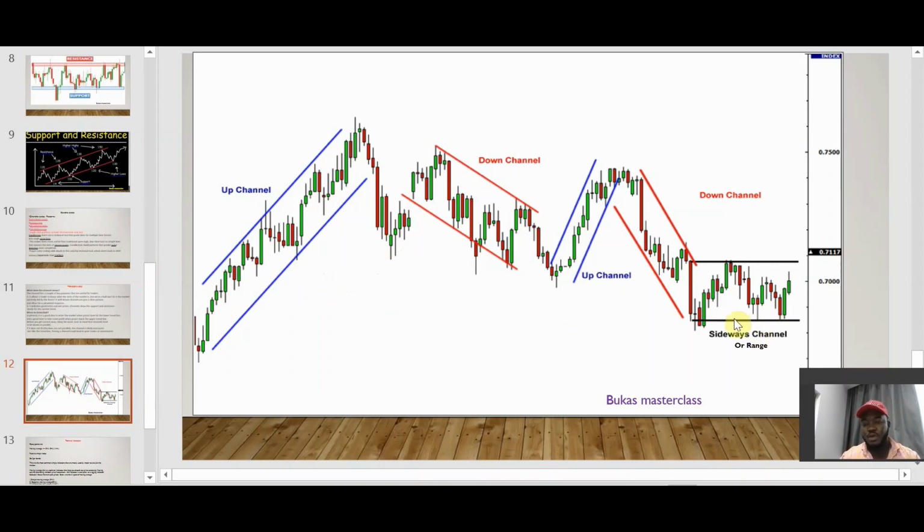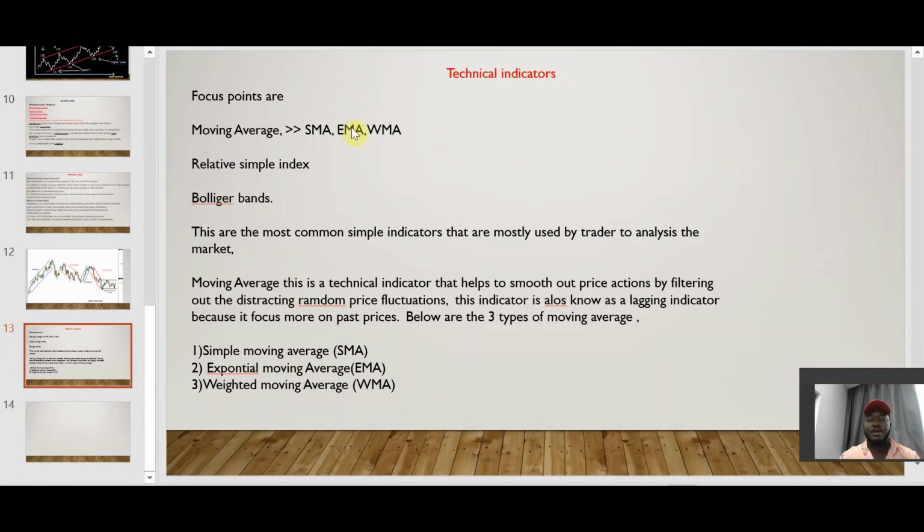This is a range. When it's going sideways like this, boom, boom, boom, you know that this is a range channel and it's very hard to predict what will happen next because it is sideways. Now, the next thing we're going to talk about is technical indicators.